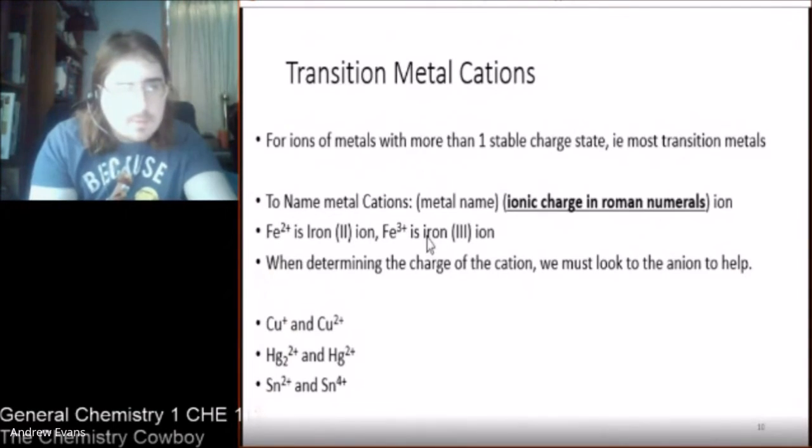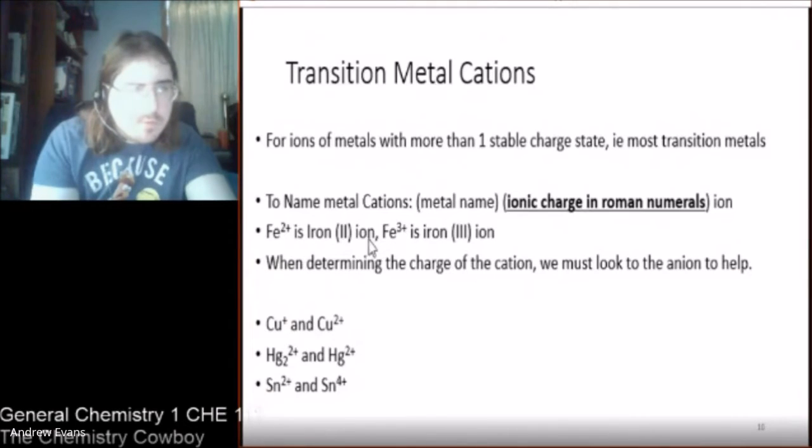But note, the Roman numeral is the charge. Not every element will have every Roman numeral. We do not have an iron 1. It skips straight to iron 2 and iron 3 because iron 1 is not stable. We only exist as iron 2 or iron 3.